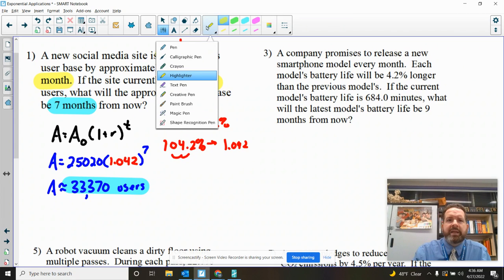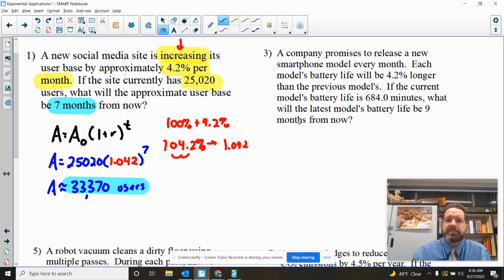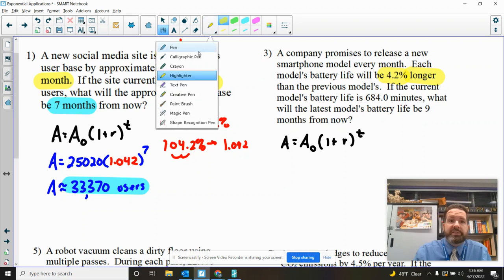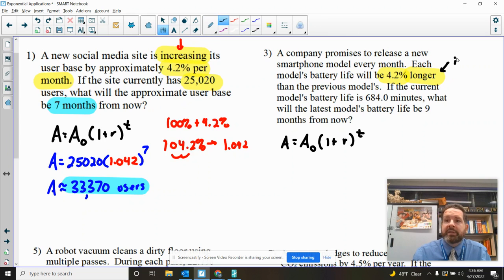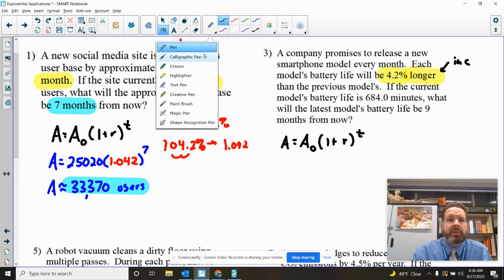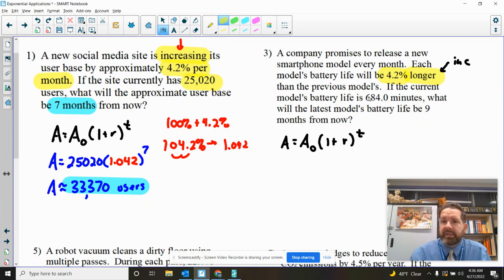Next up, once again, let's set up our template to start with. Exponential change always looks like ending amount is starting amount times your multiplier to the power of t. A company promises to release a new smartphone model every month. Ooh, that is ambitious. Each model's battery life will be 4.2% longer. Okay, so we're talking again about an increase, because with longer, that means the time is going to be bigger each time. If the current model's battery life is 684 minutes, what will the battery life be in 9 months?